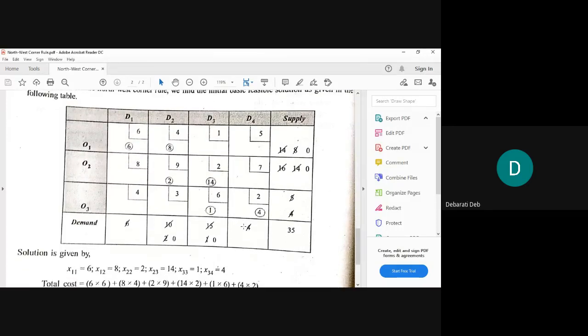If anyone is having any doubt in this rule, please unmute and ask. Right now you ask, please. We have time in hand. And for those for whom it is clear, you calculate the total cost. Total cost will be 6 into 6 plus 8 into 4 plus 2 into 9 plus 14 into 2 plus 1 into 6 plus 4 into 2. Check what is the total cost. And if anyone has any doubt, please unmute and ask me, please.